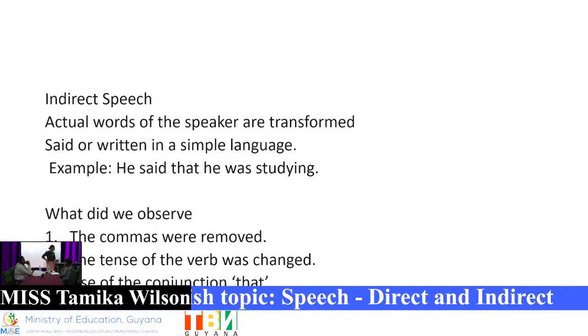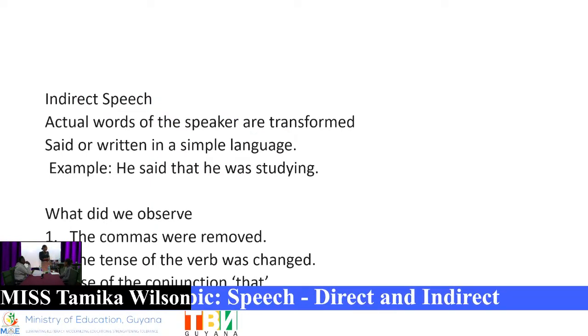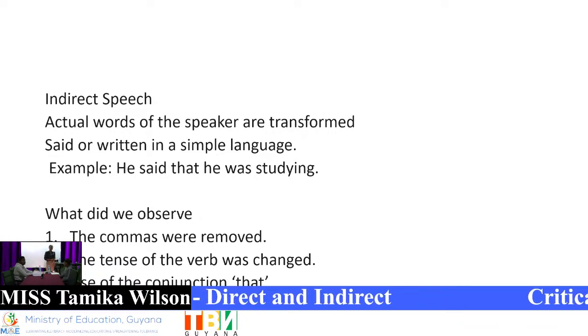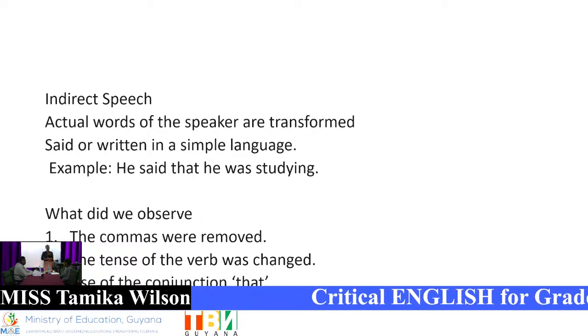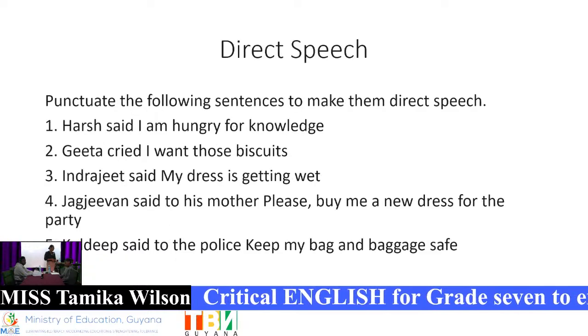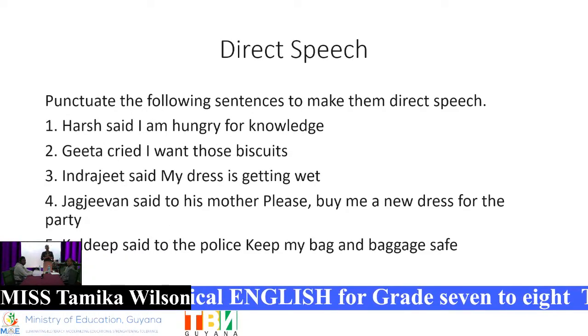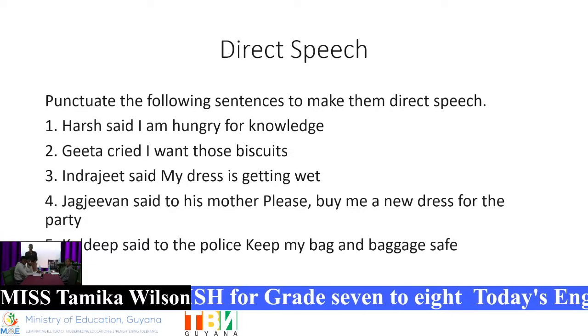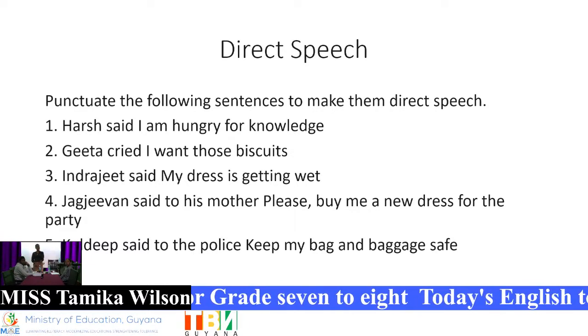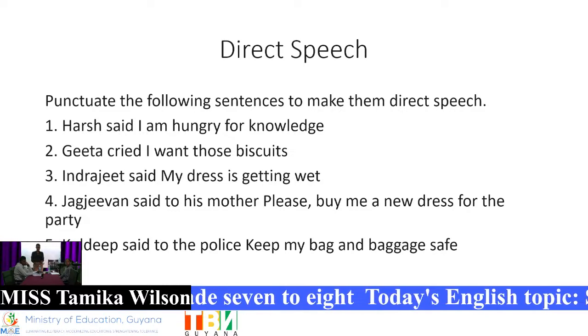Indirect speech: actual words of the speaker are transformed, said or written in a simple language. Example: he said that he was studying. And the things we observe: the commas were removed, the tense of the verb was changed, and we made use of the conjunction "that." All right, so your exercise is to punctuate the following sentences to make them direct speech. So you may begin. Let's see what you do with them.